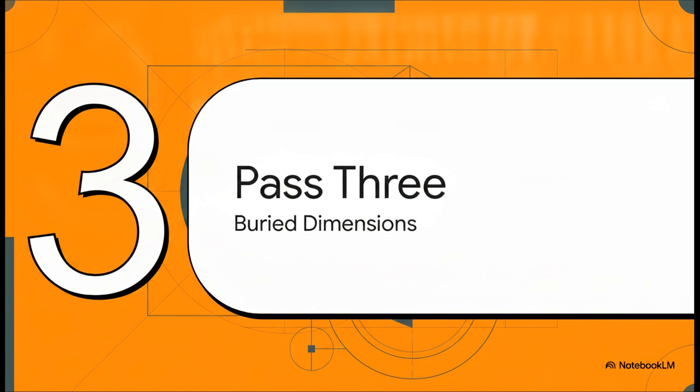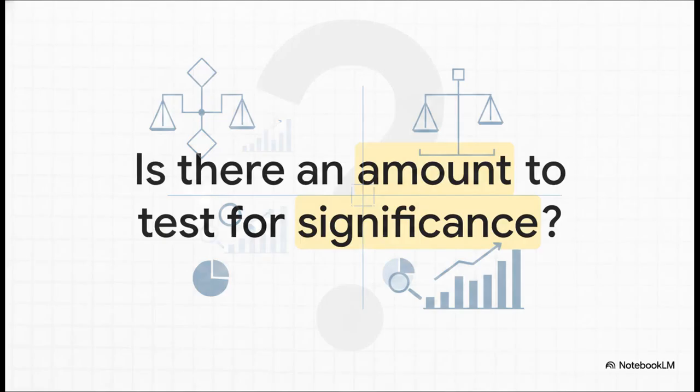Pass 3, buried dimensions. This third pass is all about actively searching. You have to ask yourself what else is buried in the scenario that an obvious surface-level answer might miss. Most questions actually carry a hidden second dimension. The first critical question you should be asking to find it is: is there an amount that needs to be tested against significance before anything else follows? It is absolutely crucial to check if a quantitative threshold dictates the rest of your analysis.